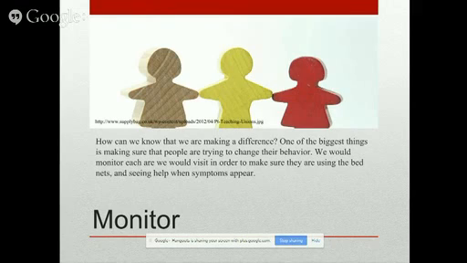One of the big things about teaching that to make it work is you have to monitor. So we would probably stay in an area for a little bit and watch the people and make sure that their behavior changes, that they're using the bed nets, that they're trying to avoid mosquito bites, that pregnant women and children are very cautious, especially when it comes to mosquito bites and any of the other symptoms.